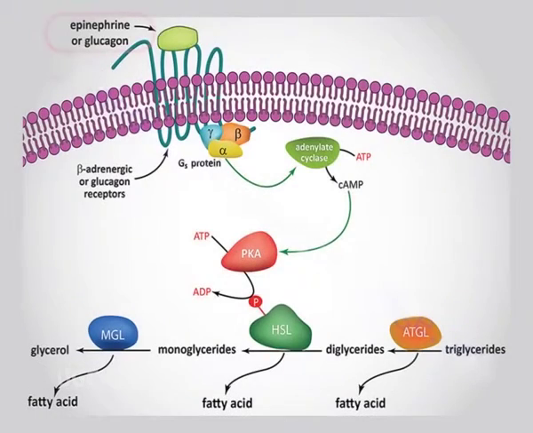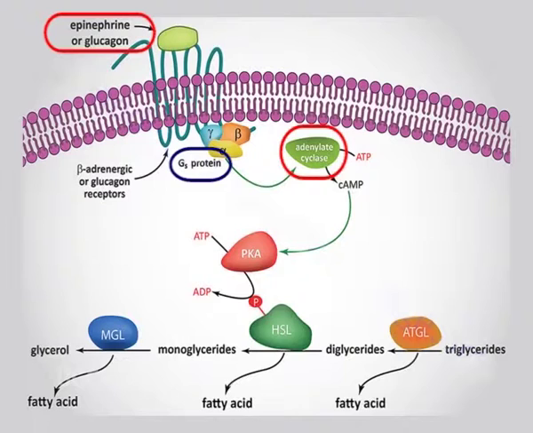The hormone epinephrine, which I have explained earlier, and glucagon are secreted in response to low blood glucose levels, and they activate the enzyme adenylyl cyclase in the adipocyte plasma membrane via receptor-mediated G proteins. So the G proteins activate the adenylyl cyclase enzyme. This activated adenylyl cyclase will in turn produce the intracellular second messenger cyclic AMP. Next, the cyclic AMP will activate protein kinase A, or PKA.